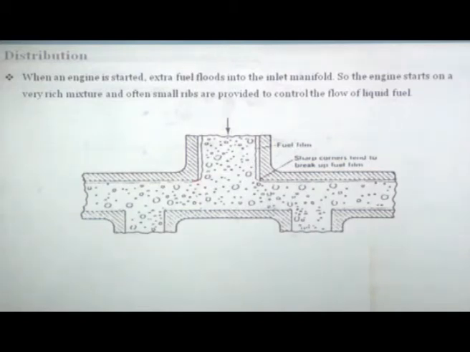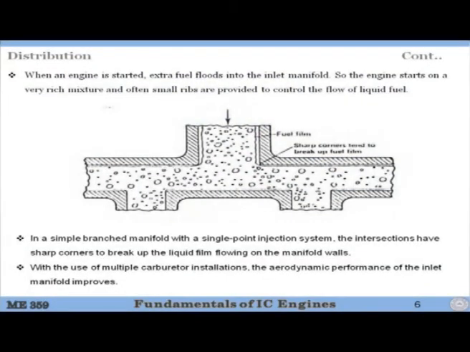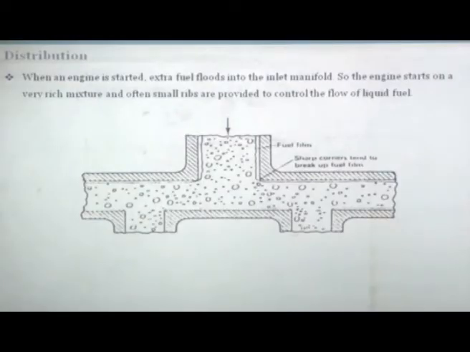So, for example, the fuel is coming like this, and these are the droplets, and this is the film. This is a little exaggerated picture just to show the concept. In actual practice, the fuel film is never so thick, okay, but this is just an exaggerated picture. So, you see there is a film which is flowing and there is air flow. So, there is a friction with the air.